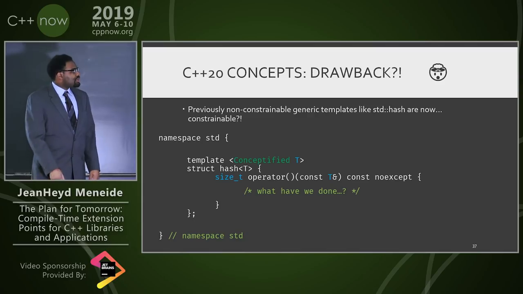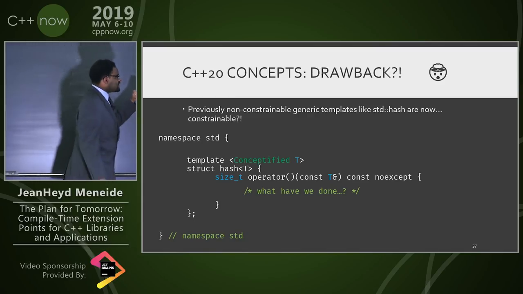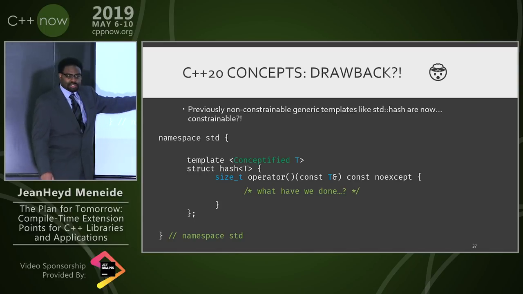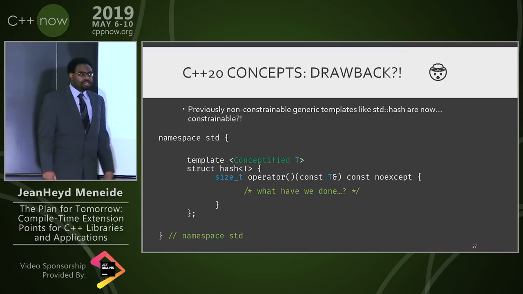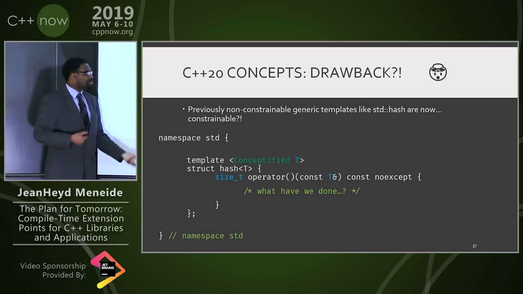And so this is a question of whether or not this is a good thing or a drawback. Because the idea here is that you couldn't just slap some concept on T and then apply it to this hash, right? But now somebody can write integral of hash<T>, right? And now you can fight with the standard, right? Or they can define a concept that's too overreaching, right? And now you can start fighting with other people's hashes.